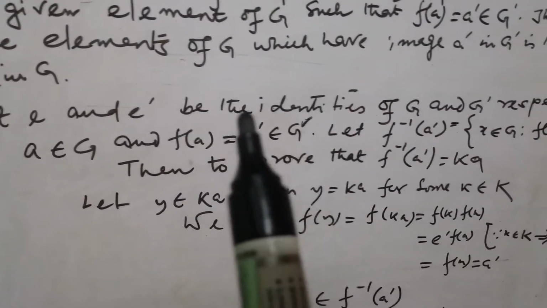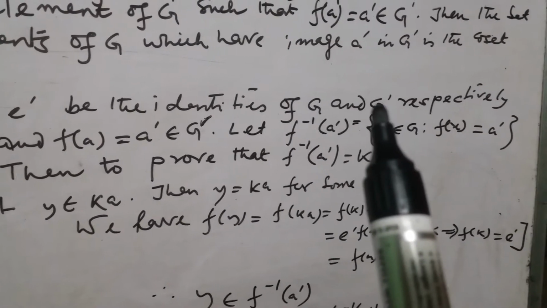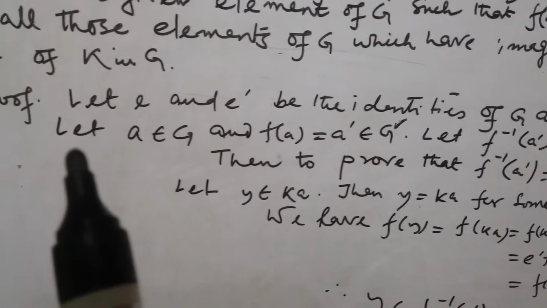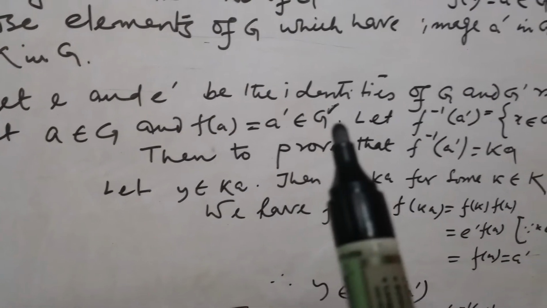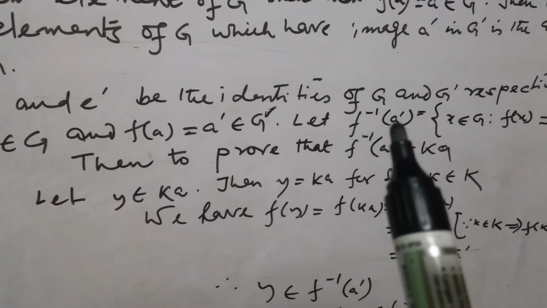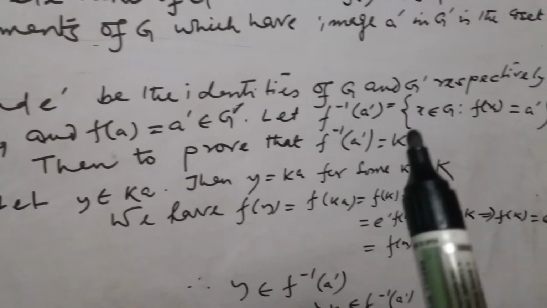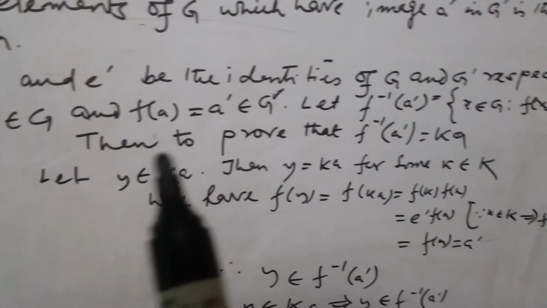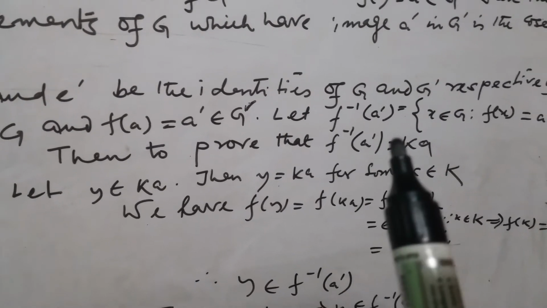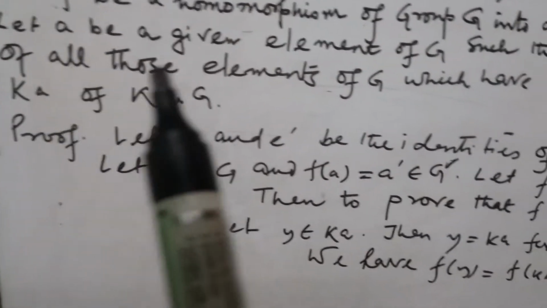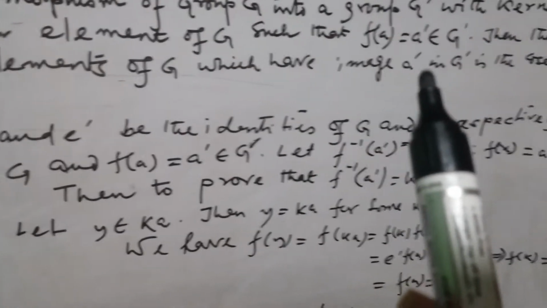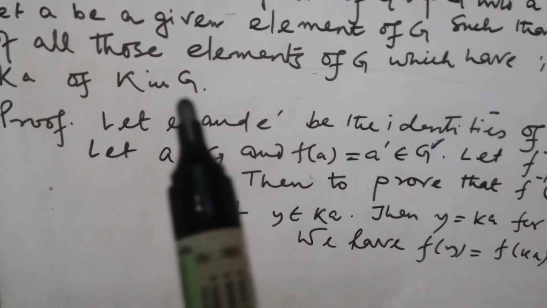Let E and E dash be the identity elements of G and G dash respectively. Let A belong to G, F(a) equals A dash belongs to G dash. Let F inverse of A dash mean the set of X belonging to G such that F(x) equals A dash. Then we have to prove that F inverse of A dash equals Ka. That means the set of all those elements of G which have image A dash is the coset Ka of K in G.